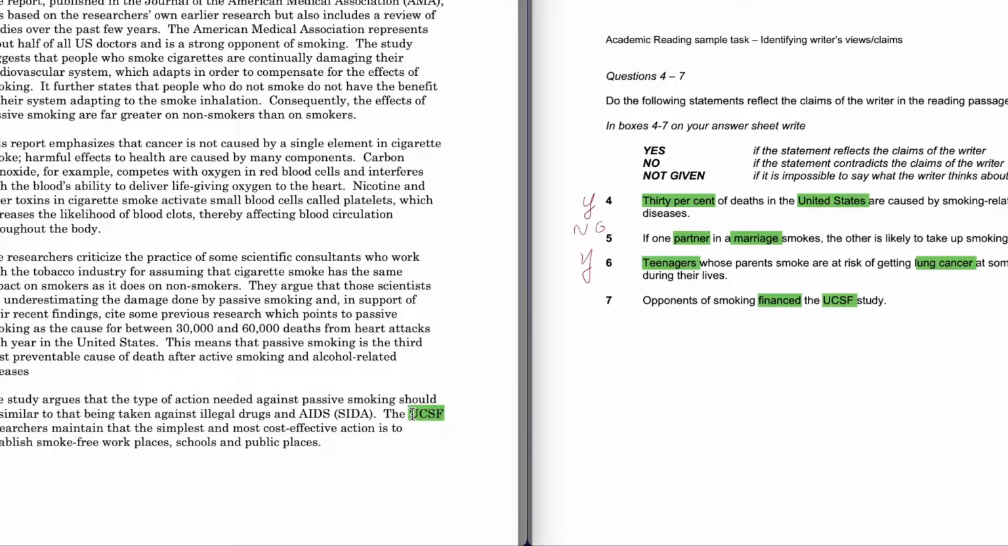UCSF researchers maintain that the simplest and the most cost-effective action is to establish smoke-free workplaces, schools, and public places. So there is no information about financing, so we don't have to waste our time on it, and the answer to question number 7 is going to be not given.